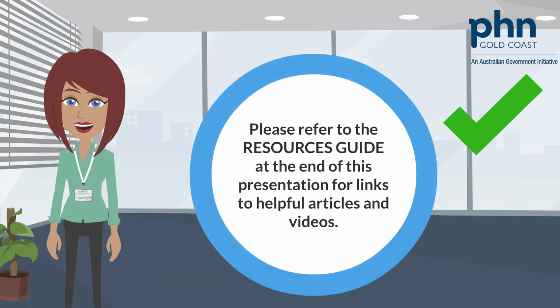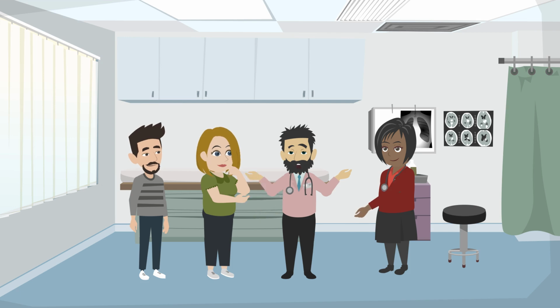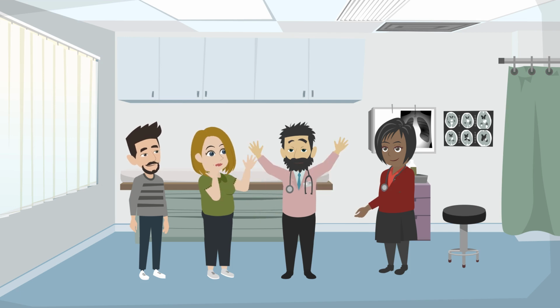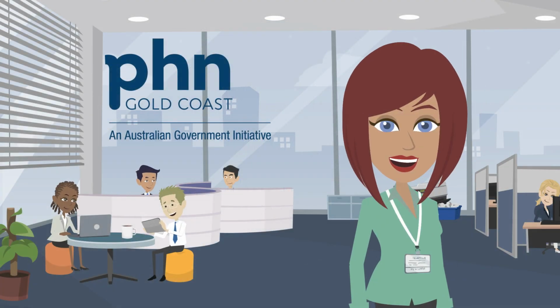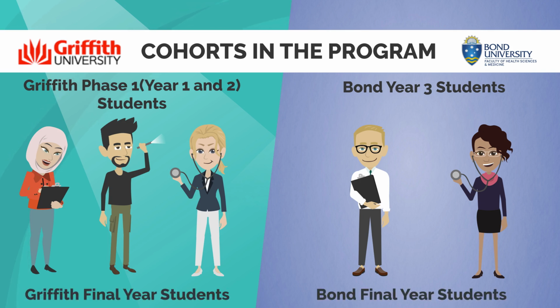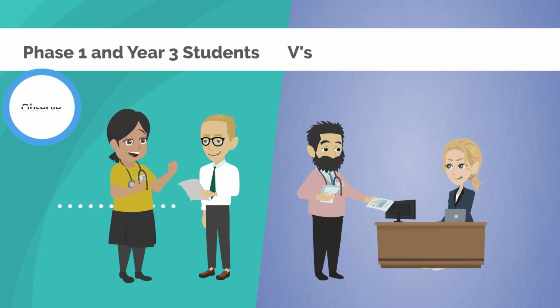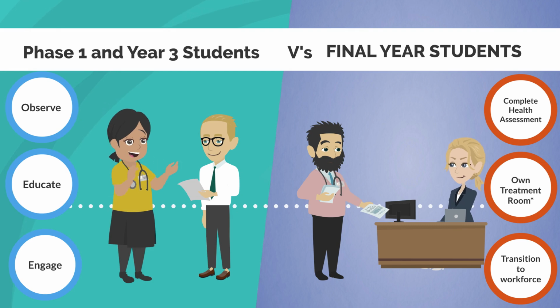Watching this onboarding guide will give you an understanding of the expectations required of general practice supervisors and the needs of the medical students. The GCPHN Clinical Placements Program currently places Phase 1 Griffith medical students, Year 3 Bond medical students, and final year medical students from both Bond and Griffith University to complete their core and elective general practice placements. The supervisor's responsibilities and requirements will vary dependent on the student year level.